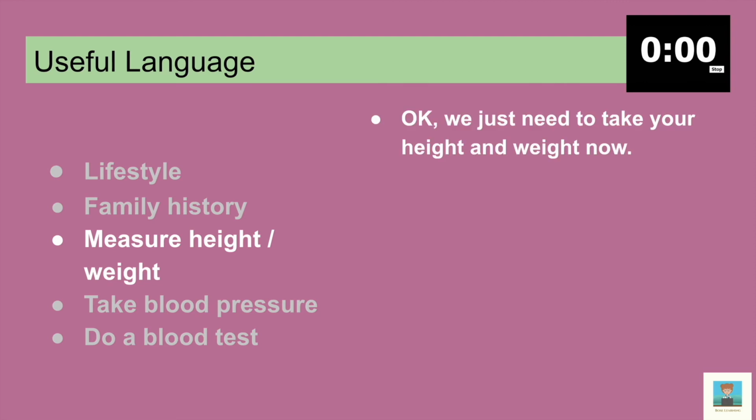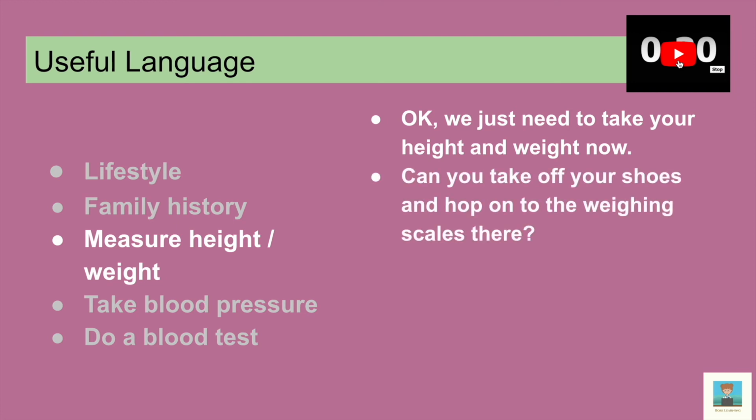So you could say something like, okay, we just need to take your height and weight now. Can you take off your shoes and hop on to the weighing scales there? Now this is a nice friendly expression, hop. We don't literally mean stand on one leg and jump onto the weighing scales, but it just indicates that action of going on to the weighing scales. And it's a friendly way of saying, please can you stand on the weighing scales?